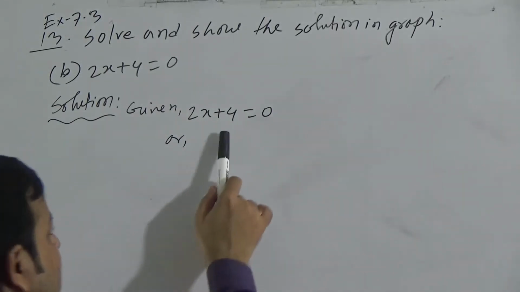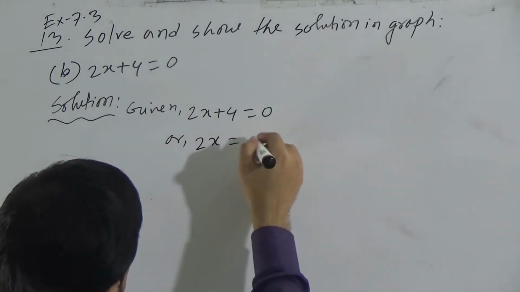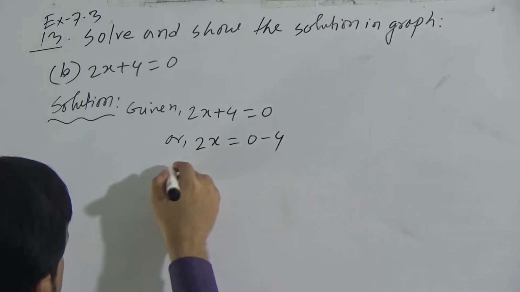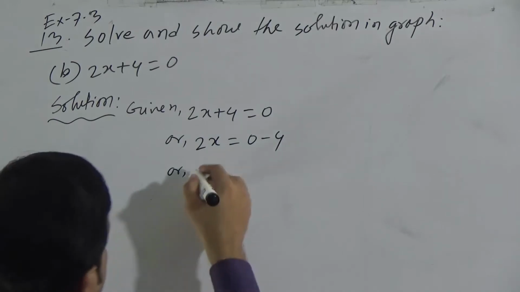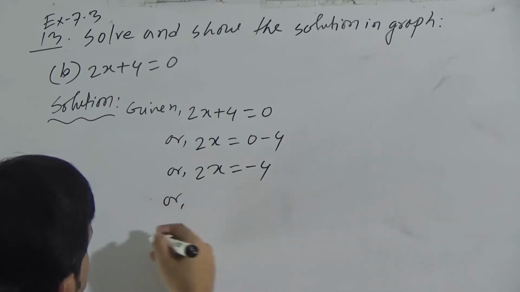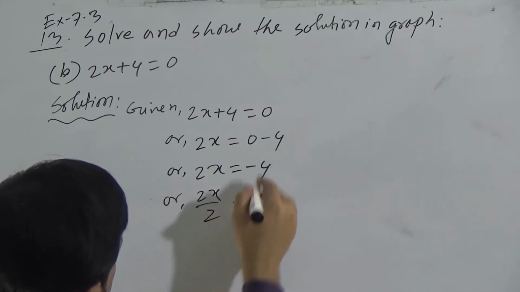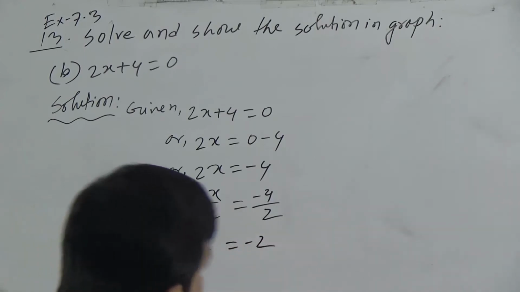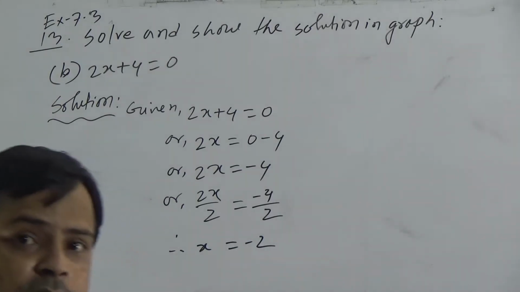To find the value of x, at first we have to remove this 4. So we can write 2x is equal to 0 minus 4. It means minus 4. This is the rule of transposition. 2x equal to minus 4. Now we have to remove this 2, so we can divide both sides by 2. 2x by 2 and here is minus 4 by 2. Therefore, x equal to minus 2. Dear students, so we can say the solution of this equation is x equal to minus 2.